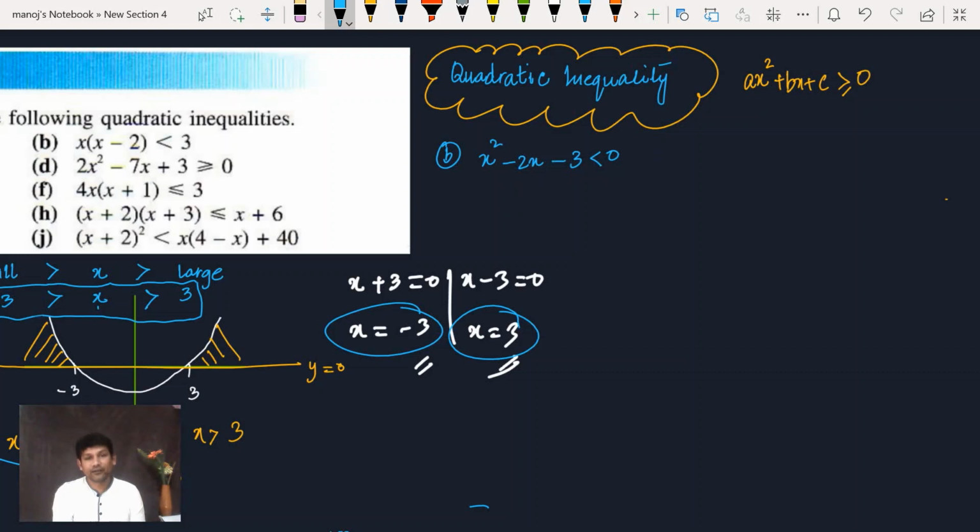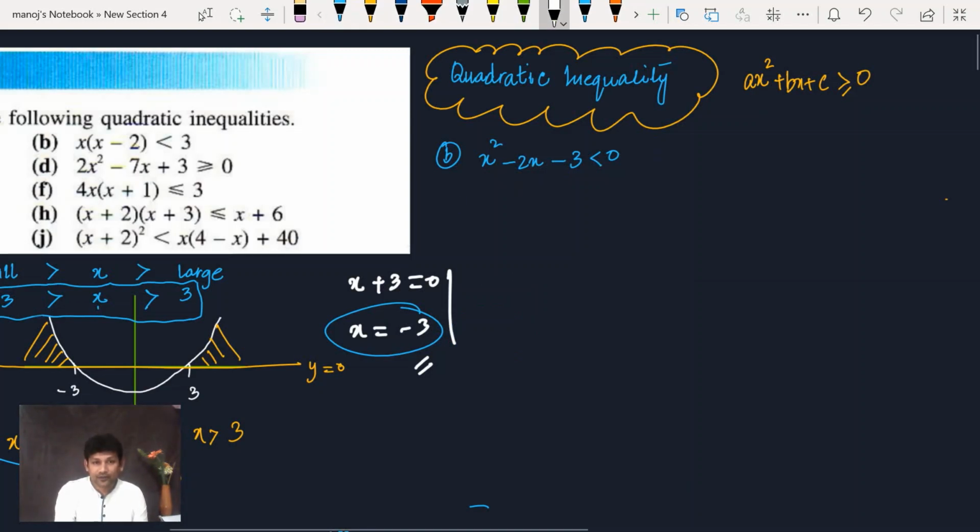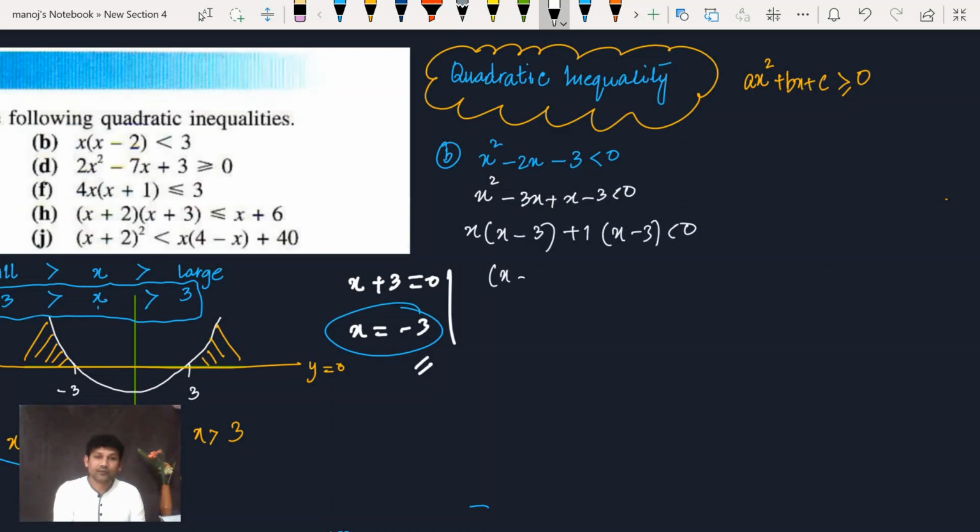Now making the factors. What are the factors? x squared, multiplied to get 3, minus to get 2, means minus 3x and plus x. Okay, x common, x minus 3, plus 1 common, x minus 3, less than 0. So x minus 3, x plus 1 less than 0.